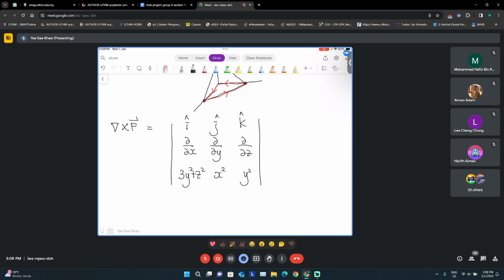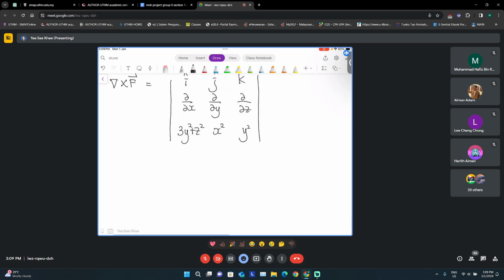Okay, so let's calculate it. I want everybody to try this. Hide the first column. So you will have 2y minus 0. Here must be negative. If you are using my technique, then here must be negative. 0 minus 2.